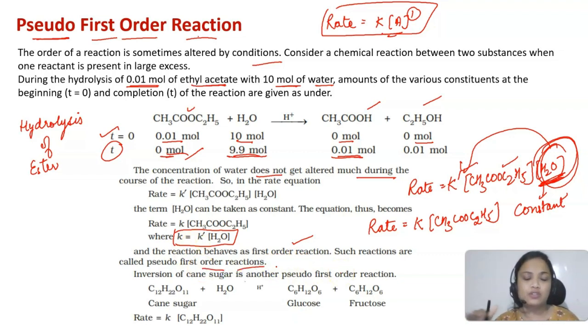So here you just need to remember these 2 examples, all right? Like the inversion of cane sugar is also an example of pseudo first order reaction, because here again the rate of the reaction will depend on the concentration of the sucrose only. Okay, so that was the meaning of pseudo first order reaction. I hope it is clear.